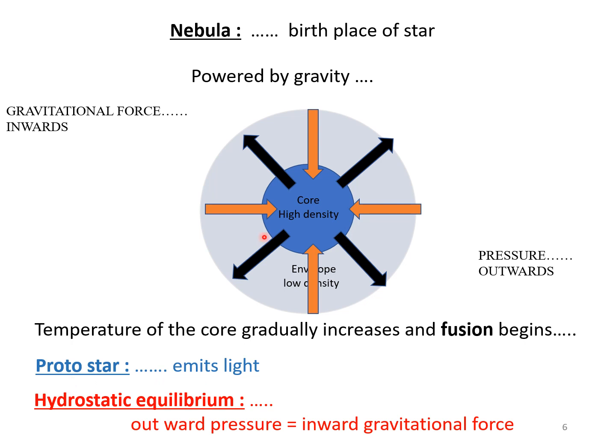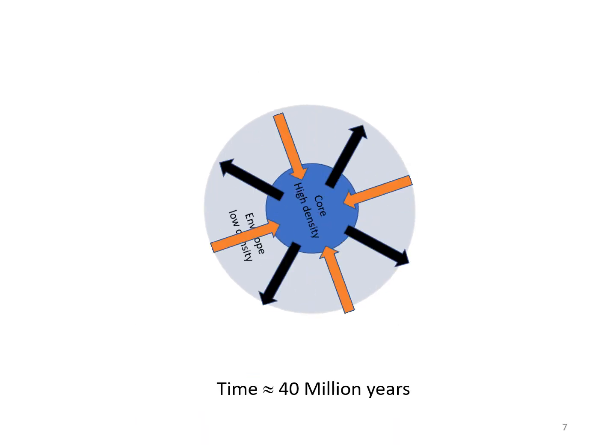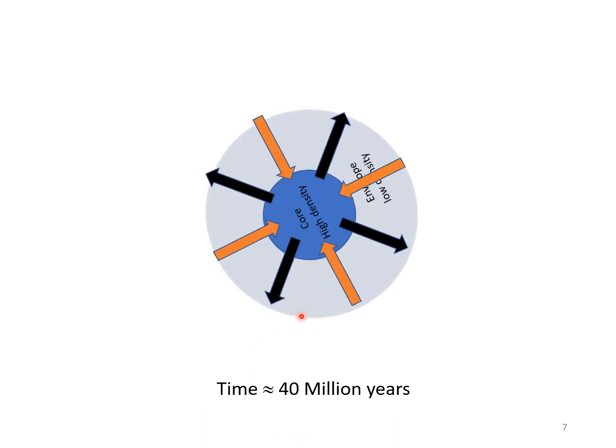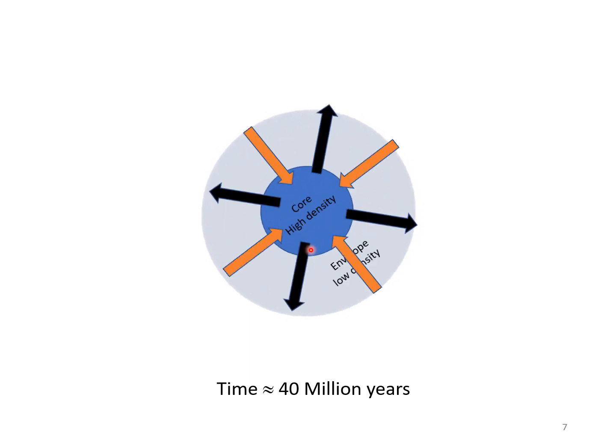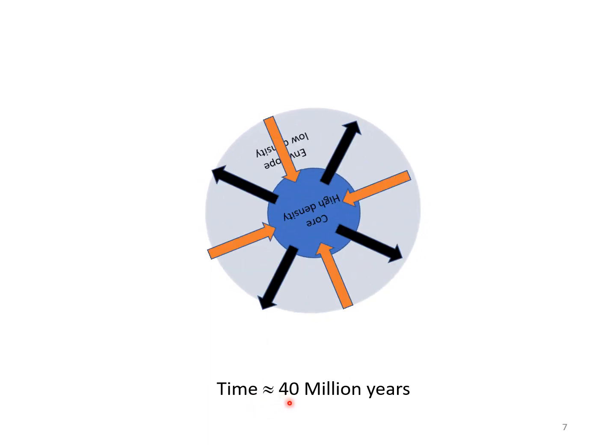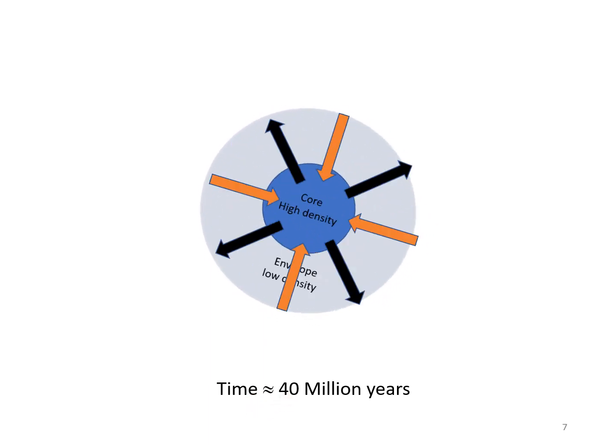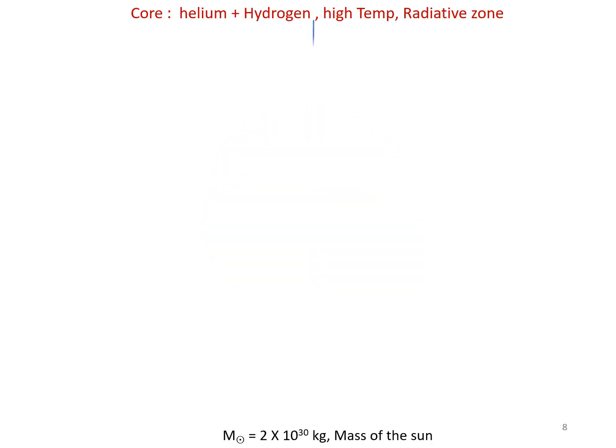But in this particular case, we have what is known as the hydrostatic equilibrium, in which the outward pressure will be equal to the inward gravitational force. And because of the increase in temperature or the fusion that is taking place, that may continue for a very long time, like 40 million years. And then, depending on the mass of the core, different things may take place.